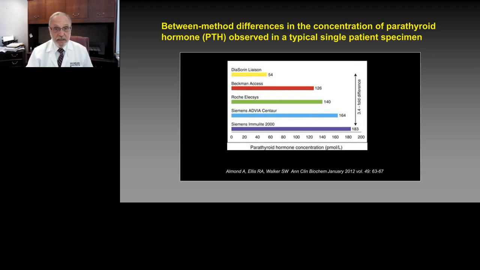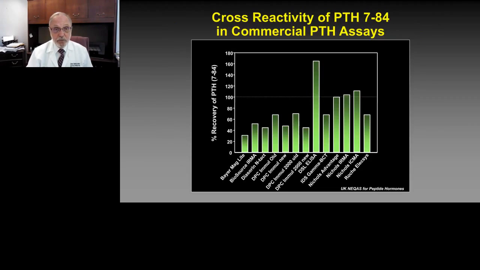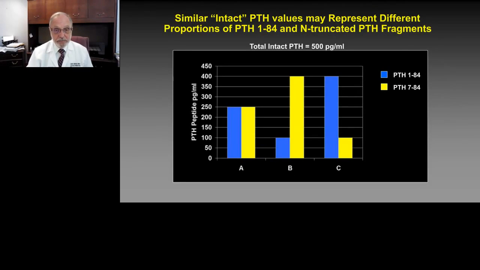And it turns out that there are several reasons for this discrepancy, but a major one is commercial PTH assays react differently to this PTH 7 to 84 family of peptides. Some recognizing it extremely well, some recognizing it extremely poorly. And so with this kind of variation in what's being measured in the plasma, it's not surprising that there's tremendous variation across all of these commercial assays that are in use.